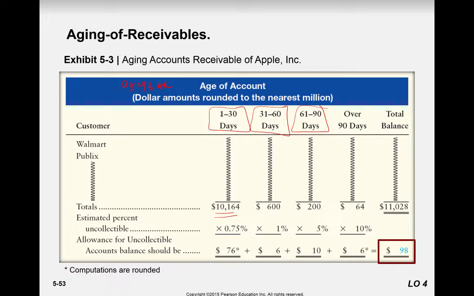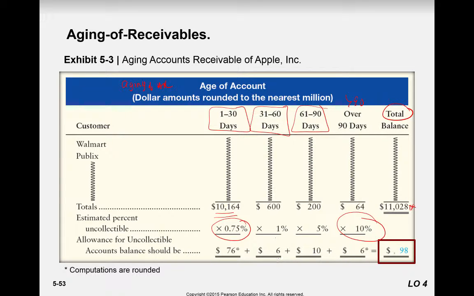And this means that it's current, or 1 to 30 days past due, 31 to 60 days past due, 61 to 90 days past due, and greater than 90 days past due to get our total balance. So here's our total AR balance. And then as you can see, the estimates get greater, right? So here you have 0.75%, 1% for anything greater than 60 days, about 5% for anything between 60 and 90 days, but anything over 90 days is 10%.